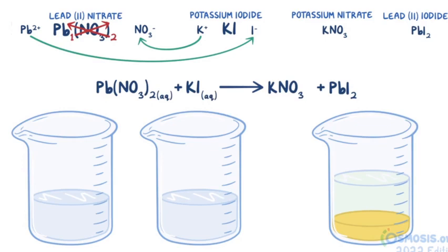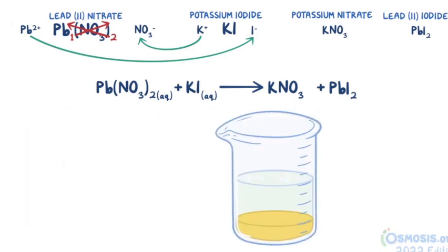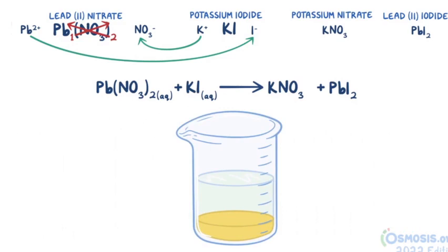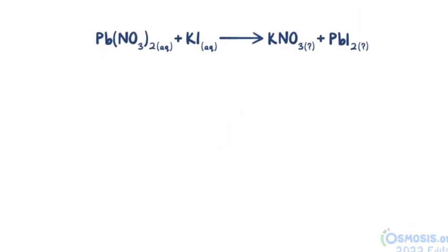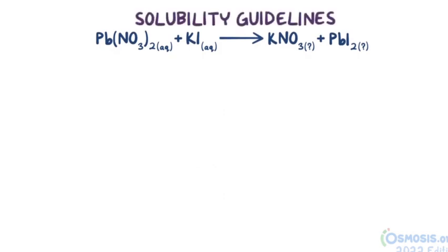We know that both of our reactants are aqueous, but now we want to find out which of our products are aqueous. We can guess that at least one of the products is not aqueous since we observed a solid yellow precipitate. But we don't know whether the precipitate is potassium nitrate or lead iodide. Now we need to figure out which one of these formed our solid yellow precipitate. To do this, we need some more information, a chart called a Solubility Guidelines table.